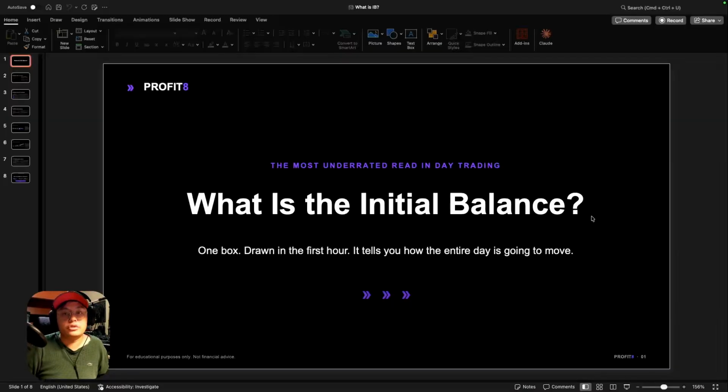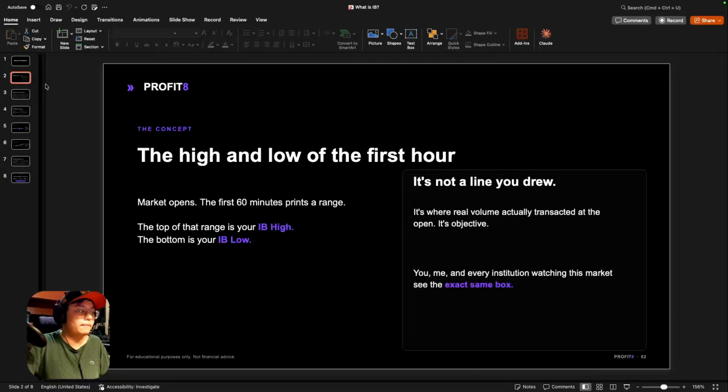So, what is the initial balance? It's one box that is drawn the first hour after the stock market exchange opens. So NYSE, it's the first hour after it. It's whatever the high and the low in between that. As you can see, the market opens, and in the first 60 minutes it prints the range. The top of the range is what you call the IB high, and the bottom of your range is what you call IB low.